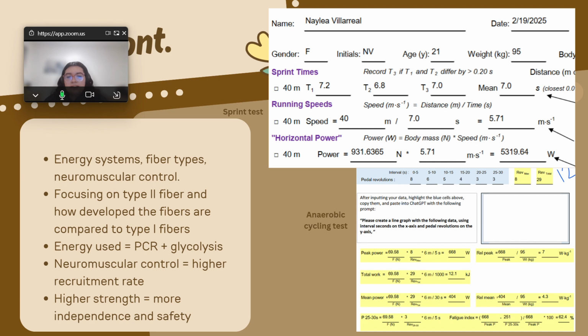And continuing on for the sprint test, I had an average of 5.71 meters per second, and the mean of doing the 40 yards is 7 seconds average. For the aerobic cycling test, I had a 62.4 percent fatigue, and total repetitions for the pedals was 29.